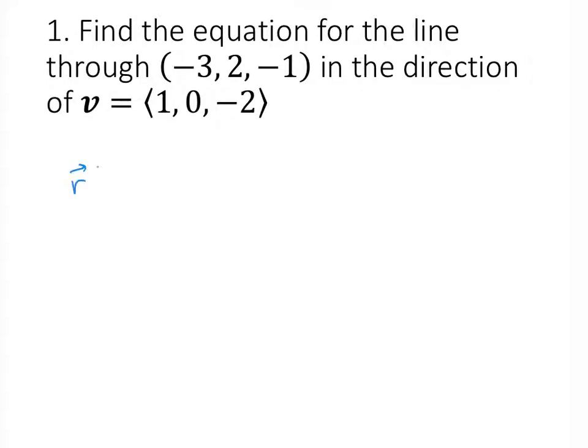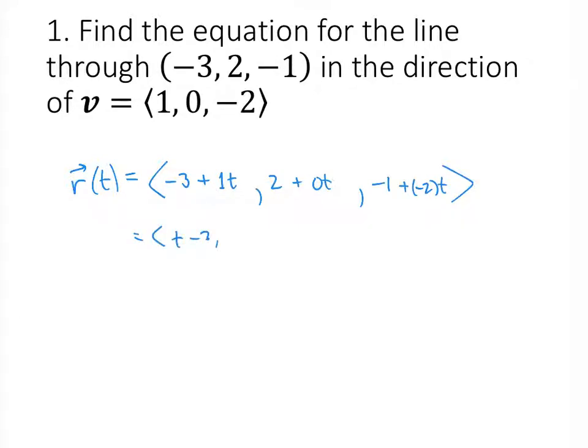So our equation is going to look like r of t, and then in each component, we're going to start with the coordinate of the point that we're given, which is -3, 2, -1. And then the vector that gives the direction, we're just going to add that as multiples of t. So plus 1t, plus 0t, and plus -2t. And then we can simplify this, so we get t minus 3, 2, and then -2t plus minus 1. So that is our equation.